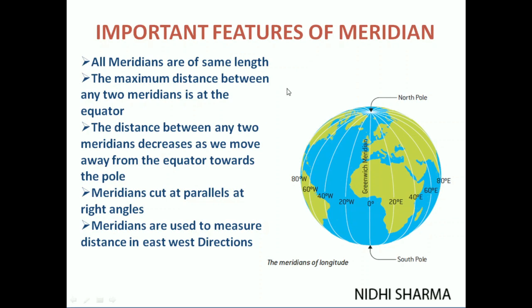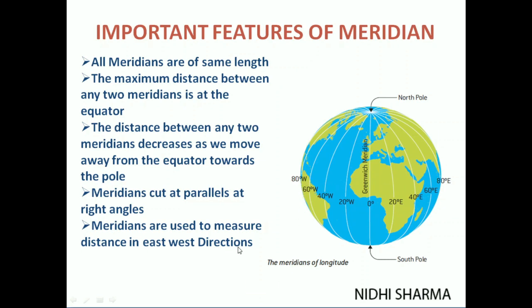Now some of the important features of the meridians. All meridians are of same length. Children, you can see the length of all the meridians. They are of same length. The maximum distance between any two meridians is at the equator. So the maximum distance is found at the equator.